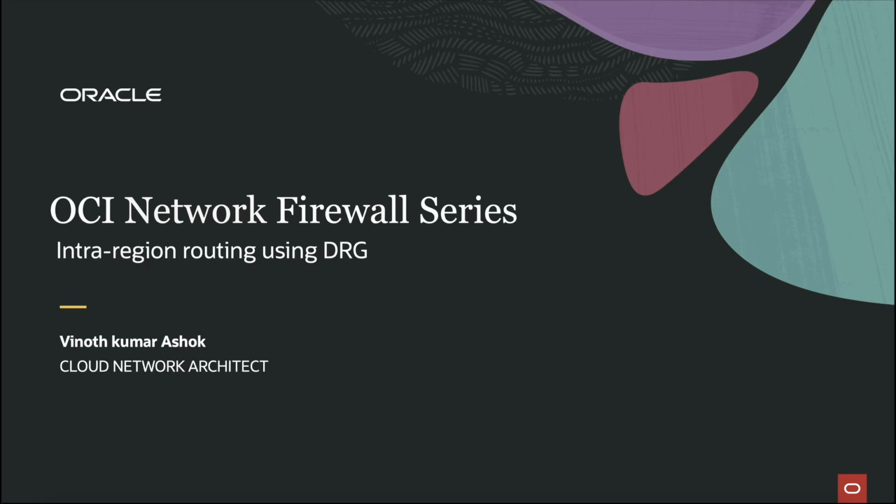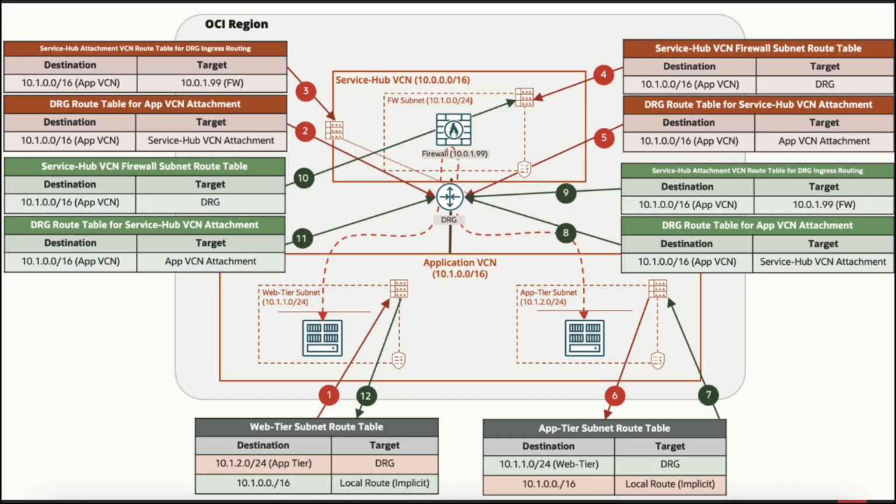In this video, we'll look at intra-region routing through a centrally shared VCN and OCI Network Firewall using DRG. Here we deployed OCI Network Firewall in a central service hub VCN with applications distributed across multiple spoke VCNs. In this design, the hub VCN and the application VCN, which is a spoke, are connected through DRG. This is a recommended approach for inter-VCN connectivity within a region for its simplicity and scalability. Let's look at the routing and traffic flow.